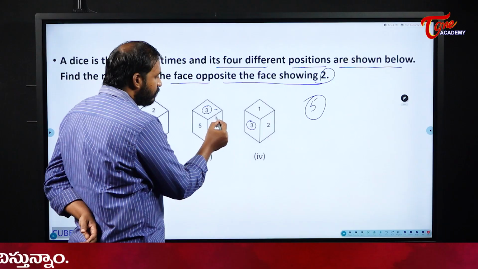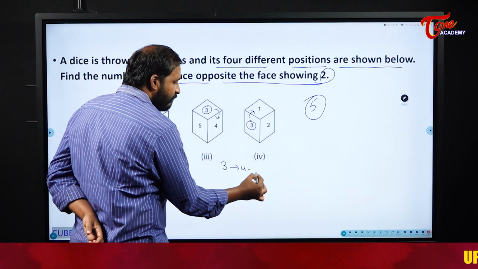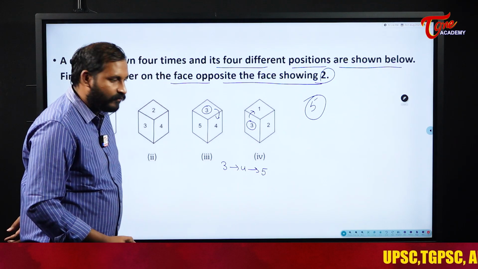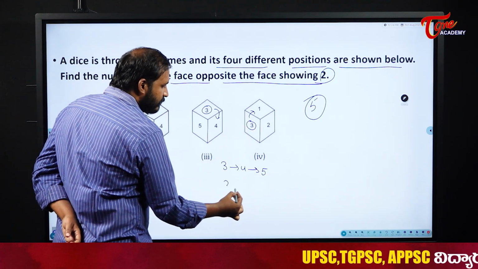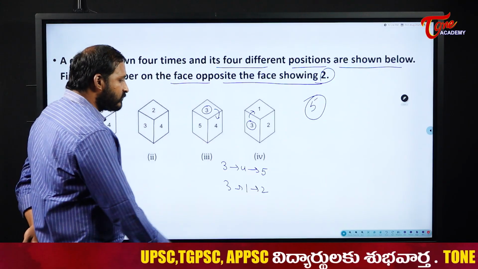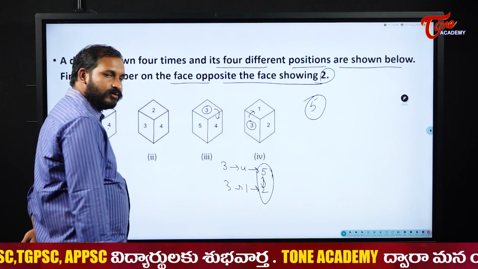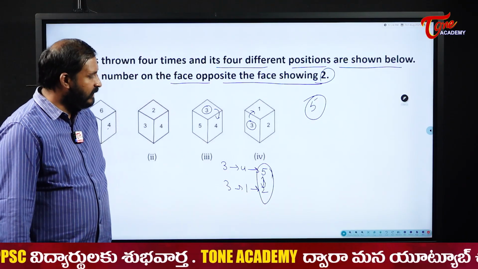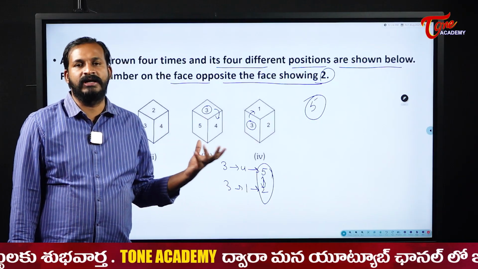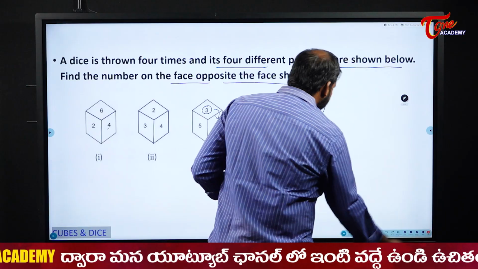So what we will do, I will move in clockwise direction here. So what happens? 3, 4 and 5. It becomes 3, 4 and 5. Now what happens here? 3, 1 and 2. Now here also with the help of these two I can say that 5 is opposite to 2 and 2 is opposite to 5. Anyway, in any manner, choose any 2 and try to get your answer. That's it. Okay. Next we will see the next one.